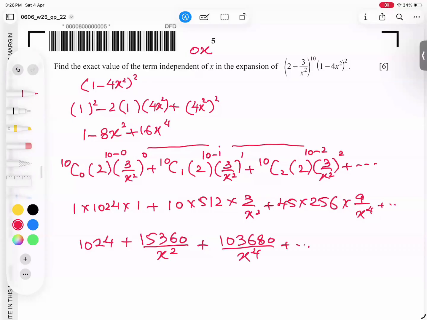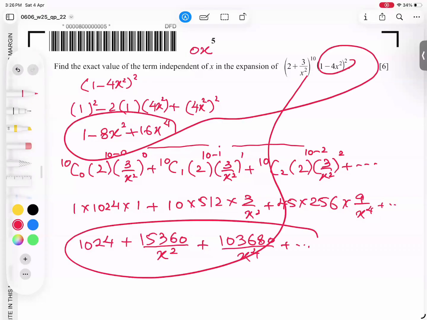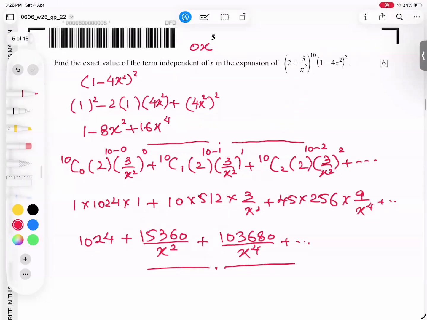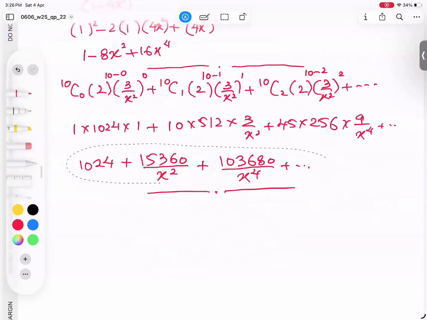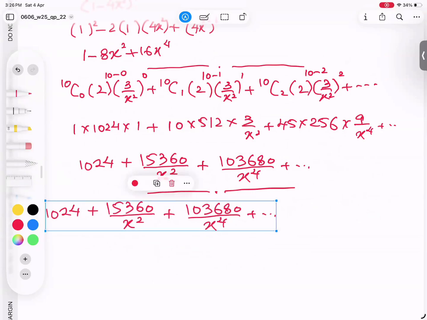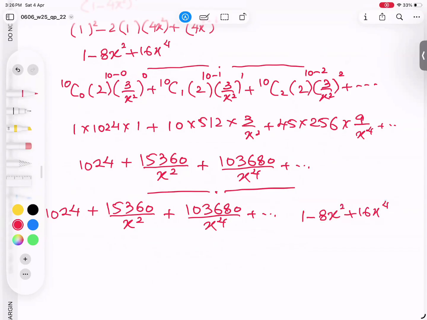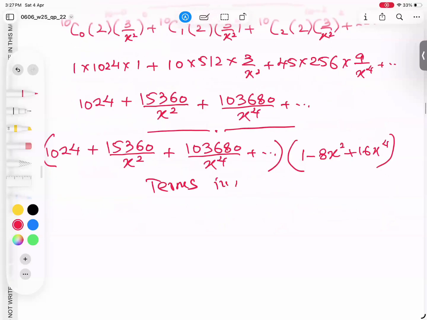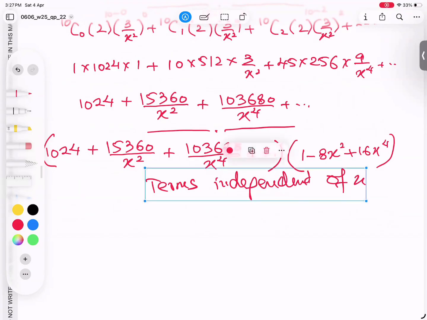And now this value I'm going to plug in here, and this value I'm going to plug in here. And in the middle, there is a multiply sign, so I'm going to multiply. So I'm just going to copy and paste this term below, and this term below here. So I think the idea is clear. Now students, I'm writing out terms independent of x. How is it possible? I'm going to show you what I'm talking about.